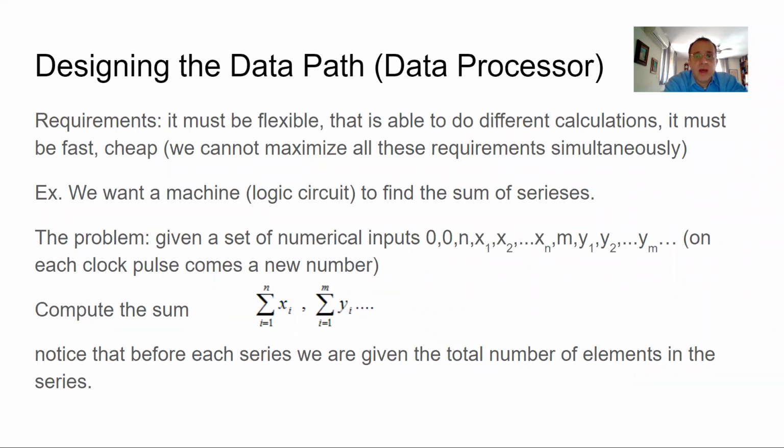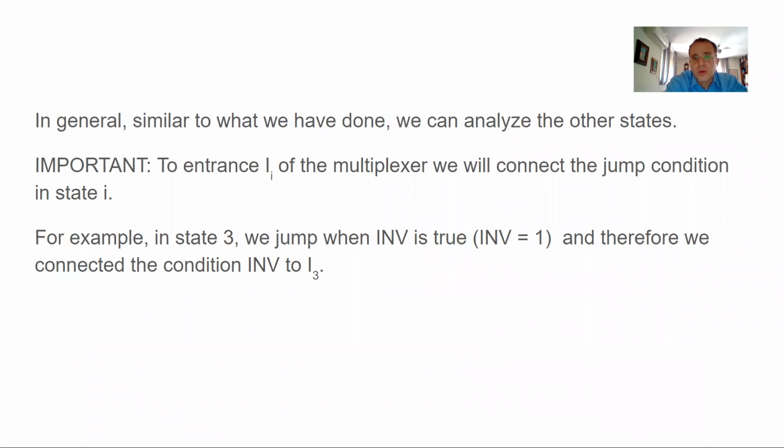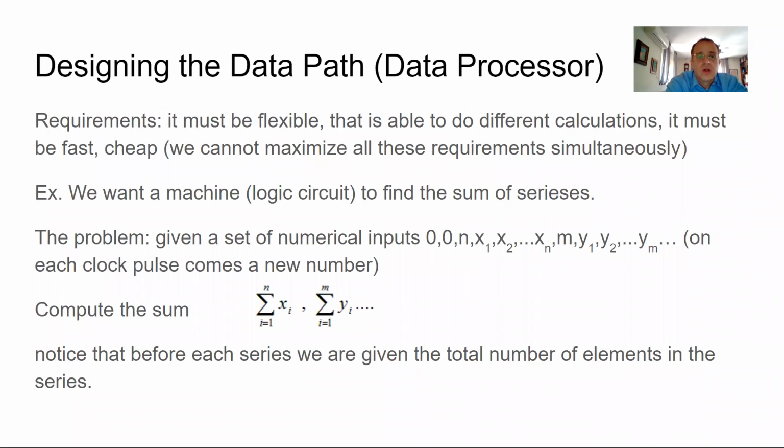Okay, designing the data path. Up to now, we talked about the controller. Like I said, we basically finished the controller. Now, what are the data paths? This is even harder, actually. How do you design a data path?